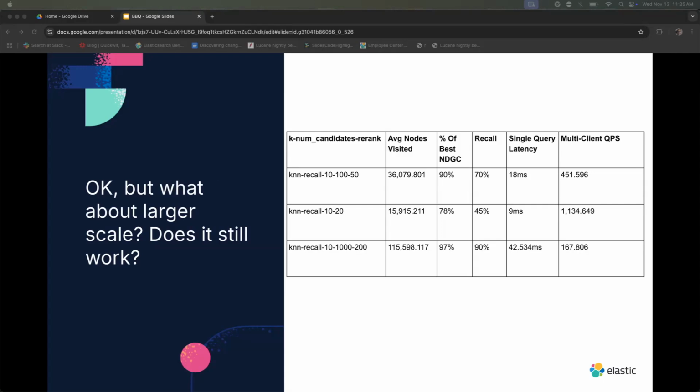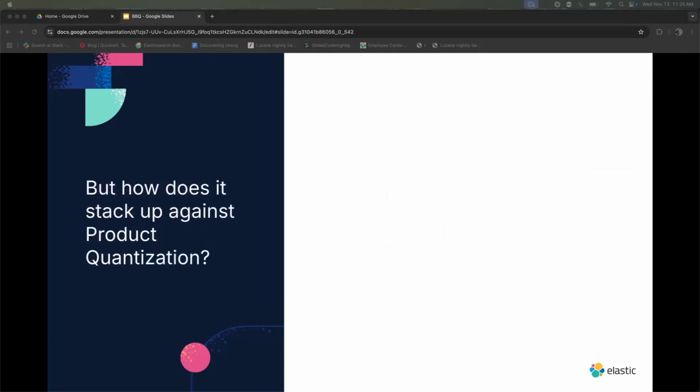All right, I'm running out of time. This is my last slide. Some of the more educated people out there who are nerds about vector search know about this thing called product quantization, and they're like, Ben, product quantization already does this. It's been around since the 90s. People know it. Why are you doing something different?